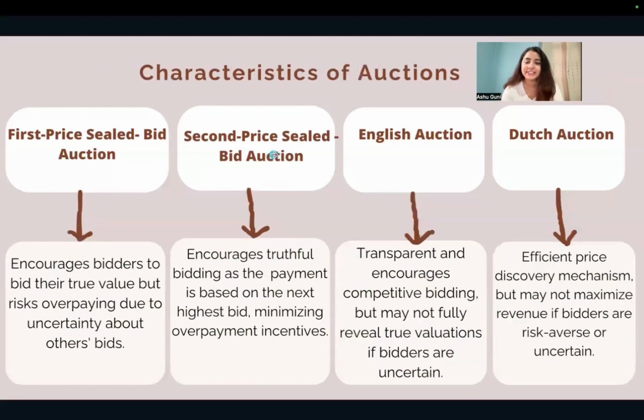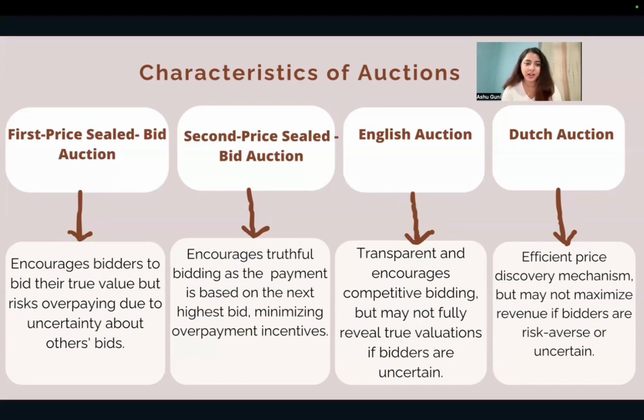We have the characteristics of auctions. So first price sealed bid auction encourages bidders to bid their true value but risks overpaying due to uncertainty about others' bids, because it is confidential and it is a sealed bid. So others will not know about this, so there is the risk of overpaying in this kind of auction.